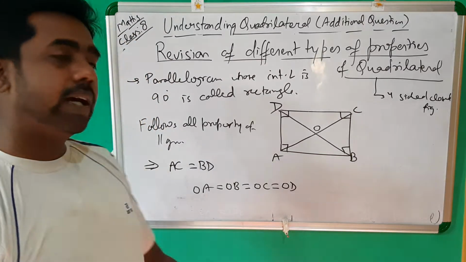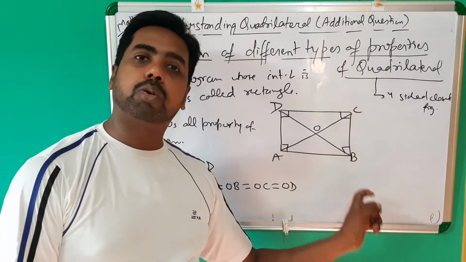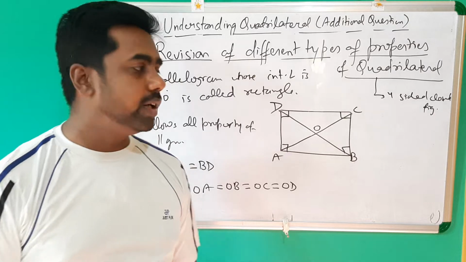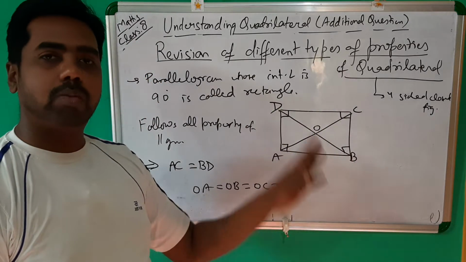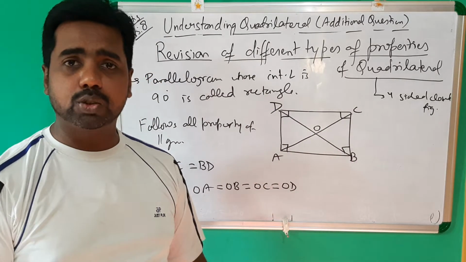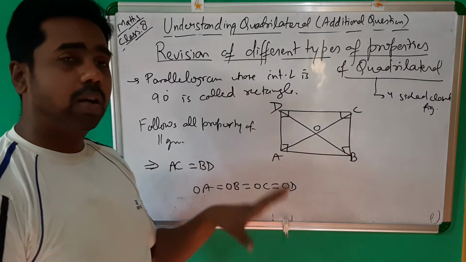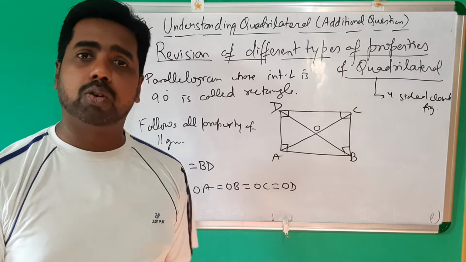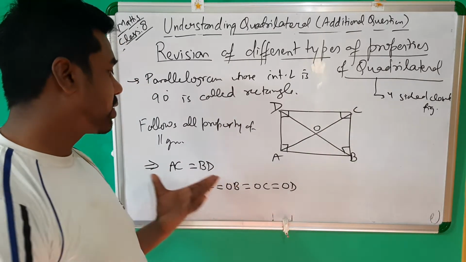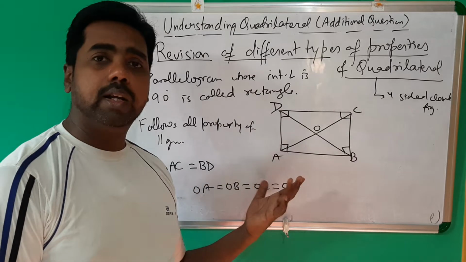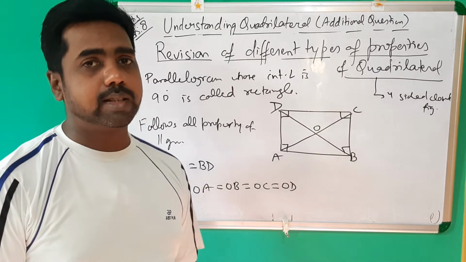You will see that there we are going to use this particular property of a rectangle, where we need to show that O is equidistant from three different points. So always remember, although a rectangle follows all properties of a parallelogram, other than that, one special property of a rectangle is that the diagonals of rectangles are equal.